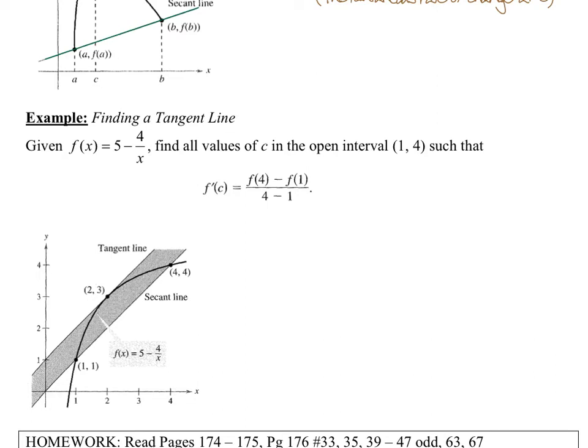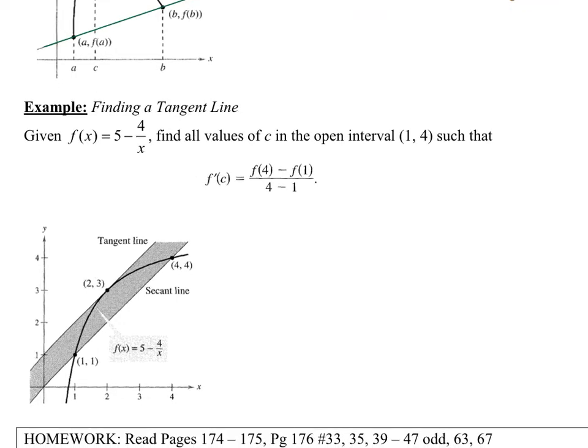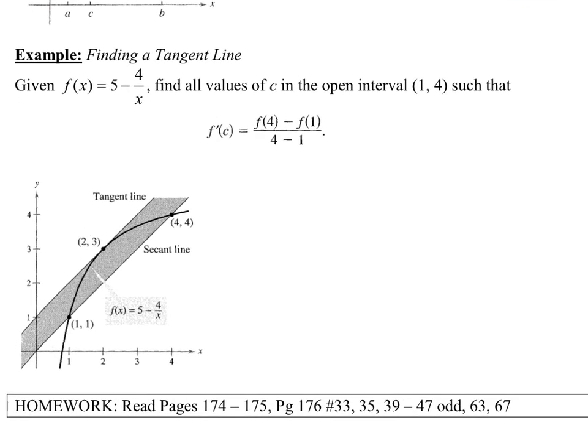All right, so now we have this one here. Find all values of c in the open interval from 1 to 4 such that f prime of c equals f of 4 minus f of 1 over 4 minus 1. In other words, find the values of c that the mean value theorem guarantees. Okay? So let's start here.